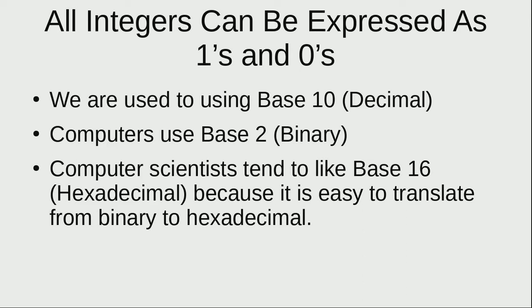There is another base that we throw into the mix here, which is base 16, which we also call hexadecimal, or frequently we abbreviate that to hex. And the reason why we use hex is because it's really easy to translate back and forth from binary to hex. It's relatively hard for the human being to translate between binary and decimal. So we use base 16 to avoid having long strings of 1s and 0s.